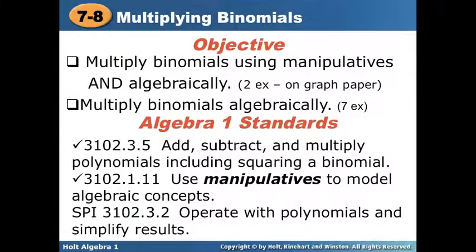This is lesson 7-8, day 2, multiplying binomials. We're going to multiply binomials using manipulatives and algebraically. We're also going to look at some examples where we're only going to use algebraically in order to multiply the binomials.